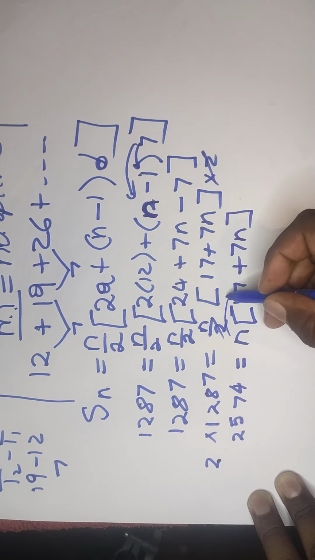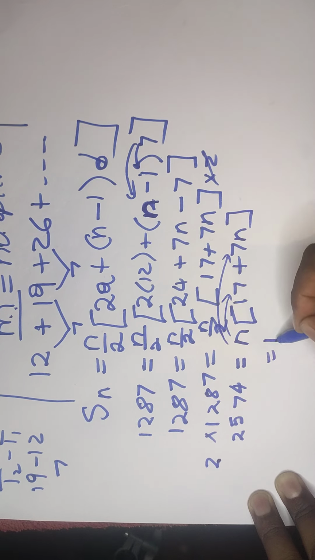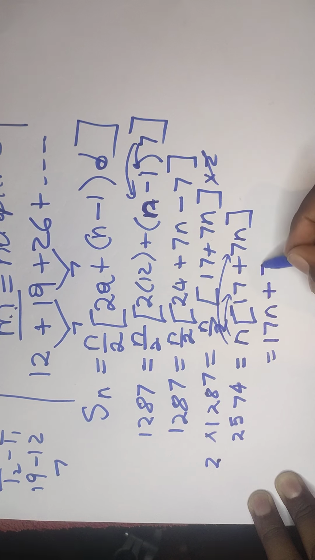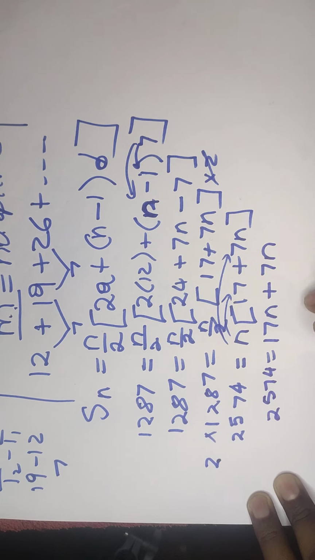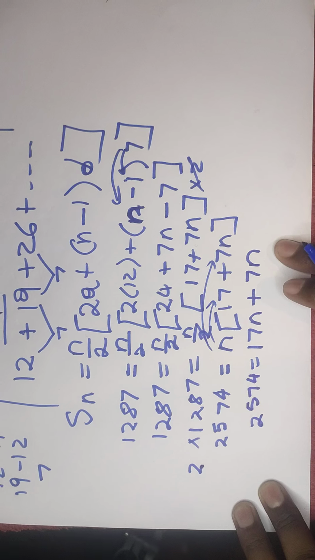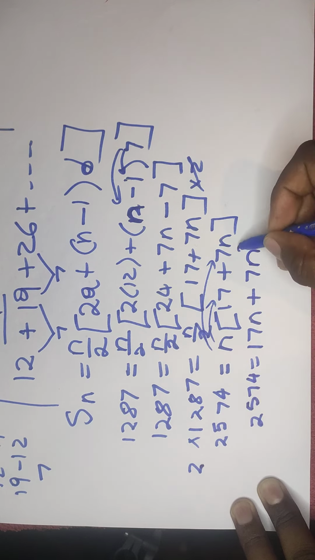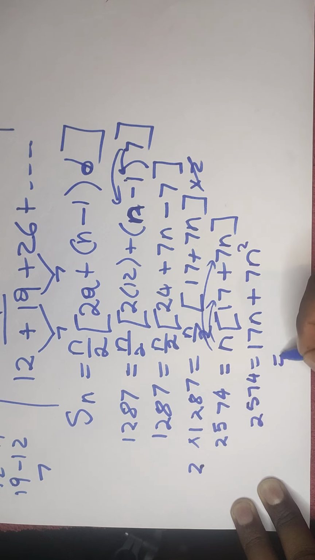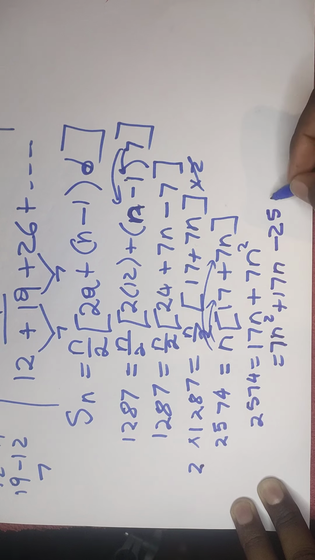You need to multiply by the value of n to get rid of the bracket there. So you have 17n plus 7n squared. On the left hand side we still have 2574. If we were to write it in standard form, this will be 7n squared plus 17n minus 2574.